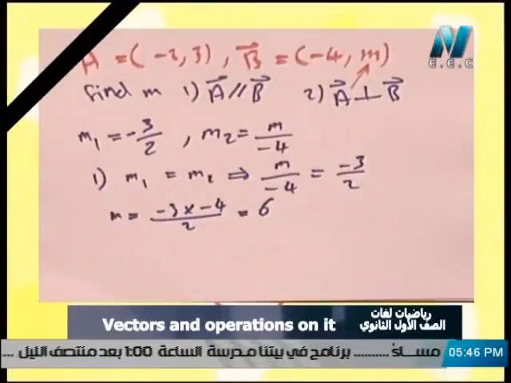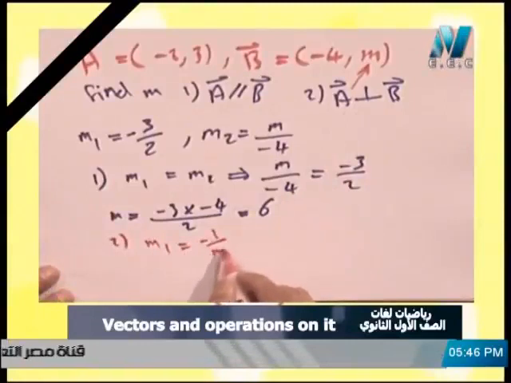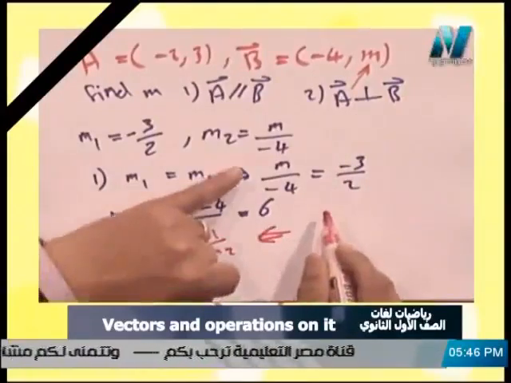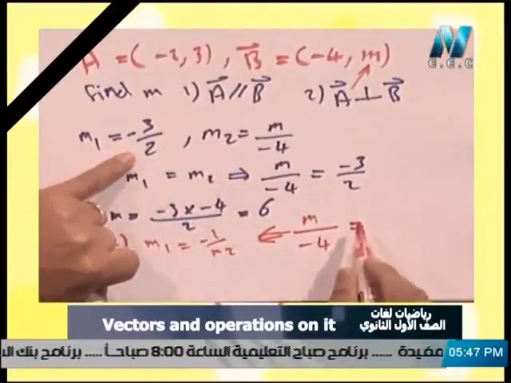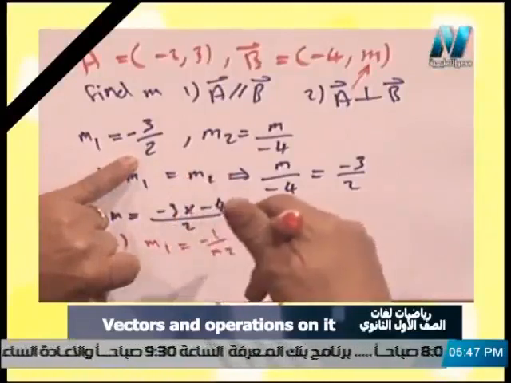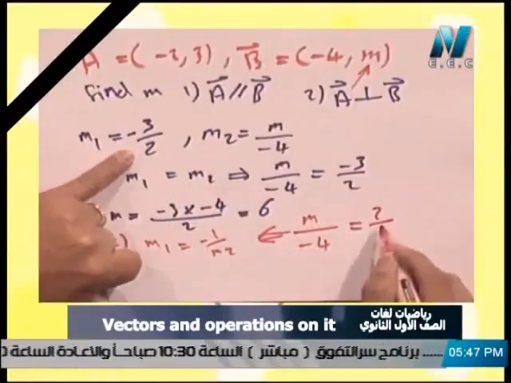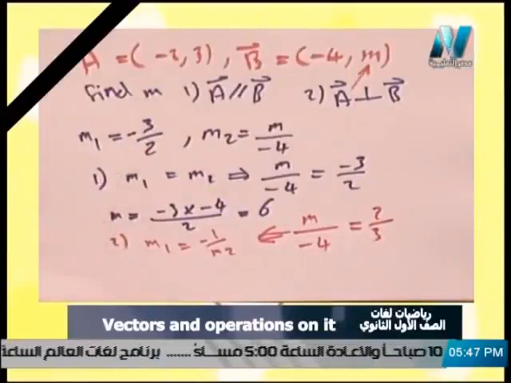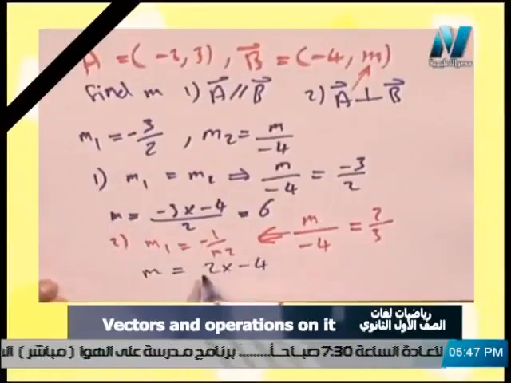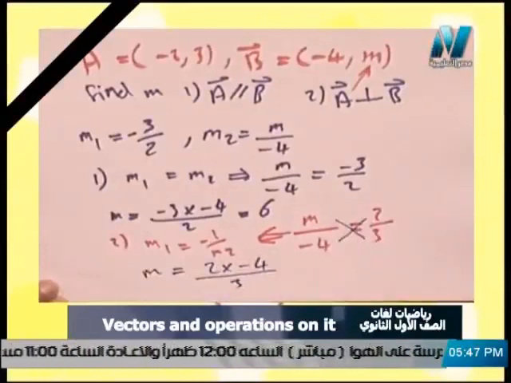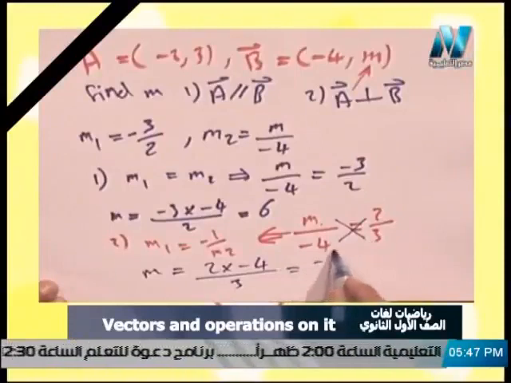But in the second case, when the two vectors are perpendicular, m1 equals -1 over m2. That means we have m2 here, which we can keep as it is, m over -4, and for m1 we find its reciprocal, and we also convert its negative to positive. So we can write 2 over 3. So m here will be equal to 2 times -4 over 3 by cross multiplication. To find m, just multiply 2 by -4 over 3, and the answer will be -8 over 3.